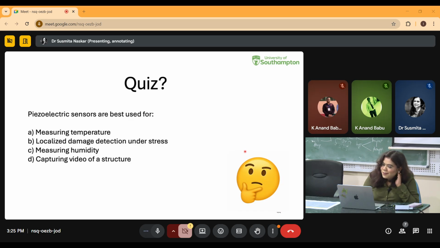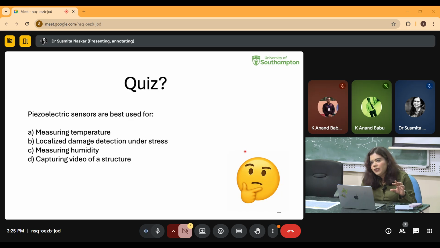C? Are you sure B? Yeah, B is the one, because we are very much interested in local damage detection under a certain kind of stress. We are talking about mechanical stress here. That's the best space when we talk about it. When we talk about temperature change over a huge range, or humidity, definitely we cannot do that.